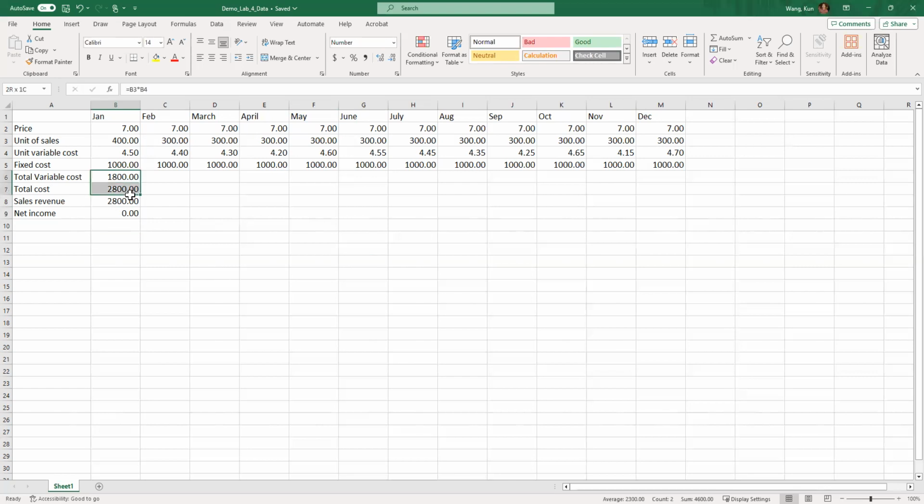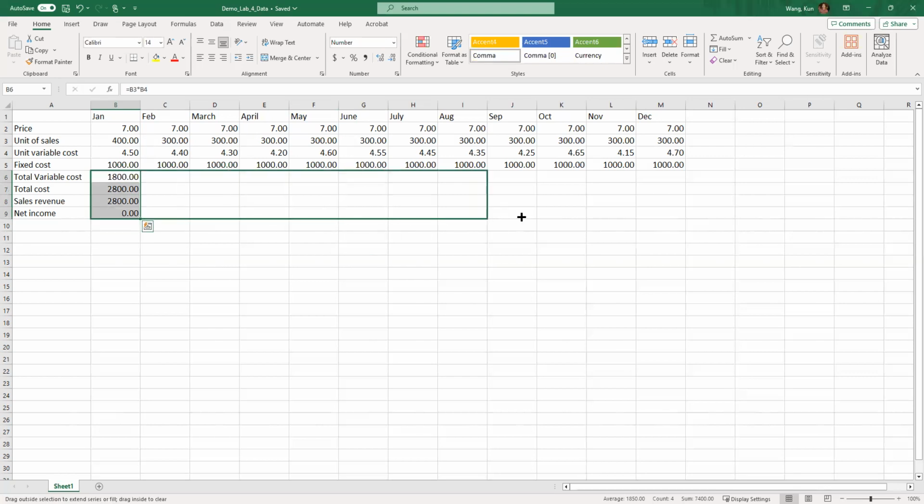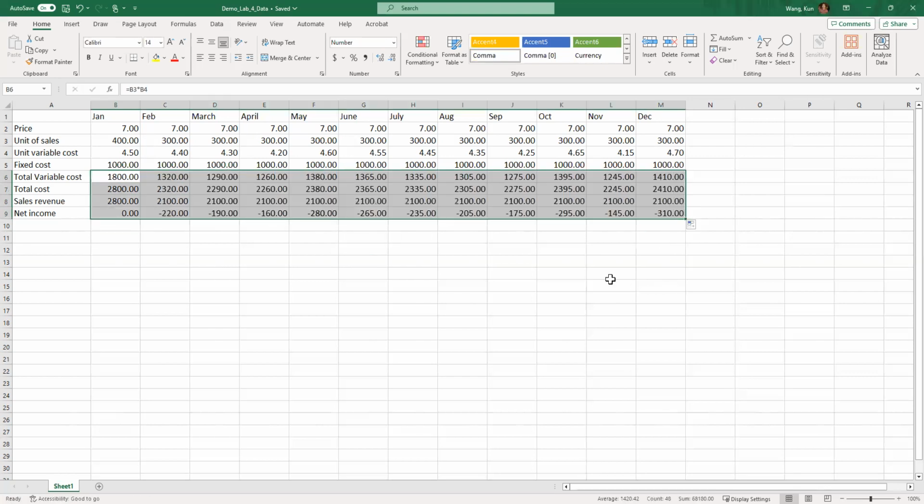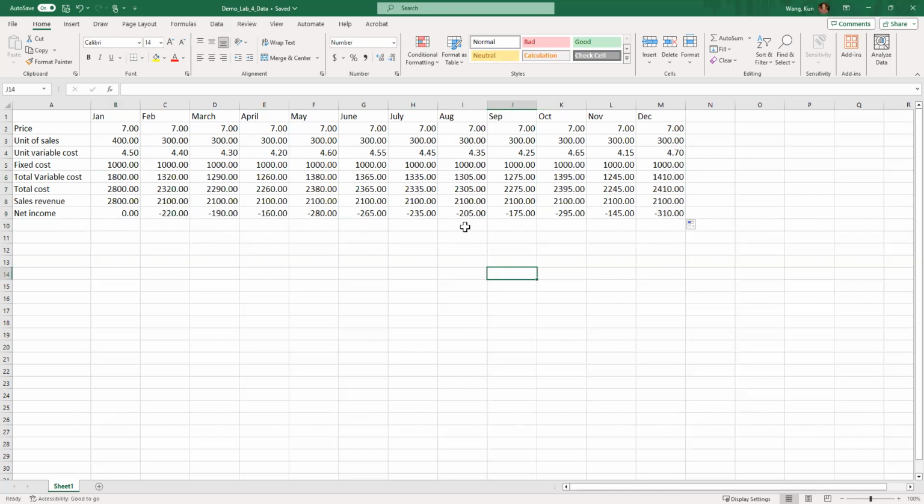So let's copy this formula to all the other months. Then you get different levels of losses. We are not making any profit in any of the months, but this is only a demo. You can then try the break-even or profit, to see how many sales units we need to increase to break even. January is already break even, right? That means no profit and no loss.